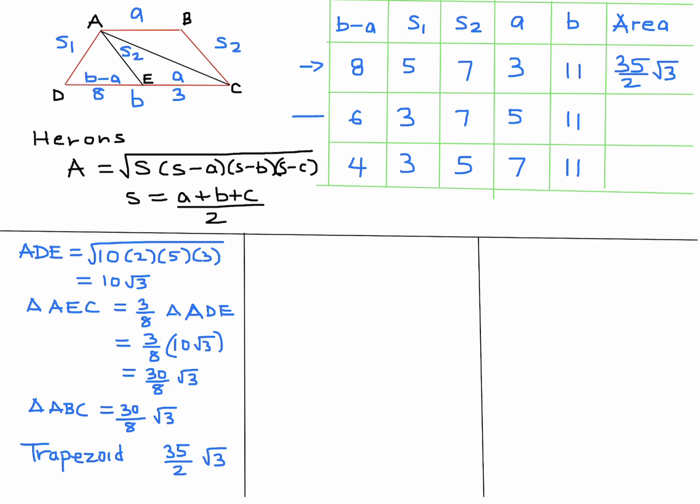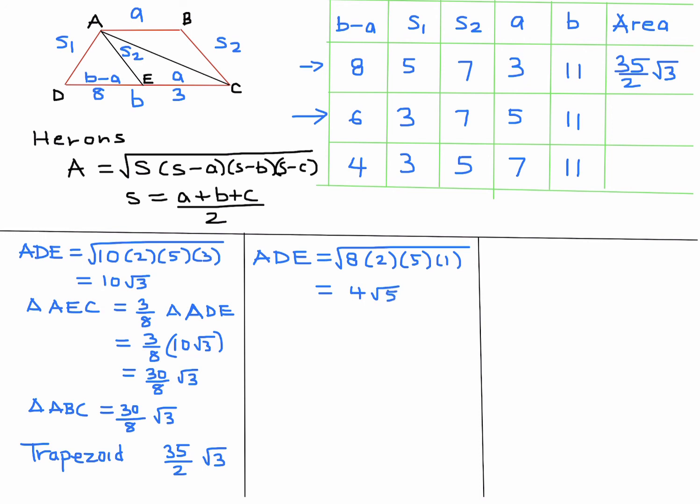Now we do the exact same thing with the next scenario. Again, now we do ADE, Heron's in this case. We would add these, so that's going to be 16, therefore the semi-perimeter will be 8. And then we have to take 8 minus 6, which is 2, 8 minus 3, which is 5, and 8 minus 7, which is 1. And therefore 8 times 2 times 5 is root 80, which is 4 root 5.